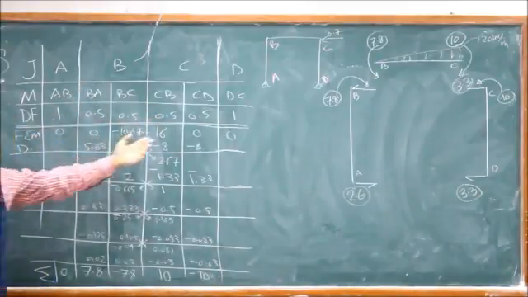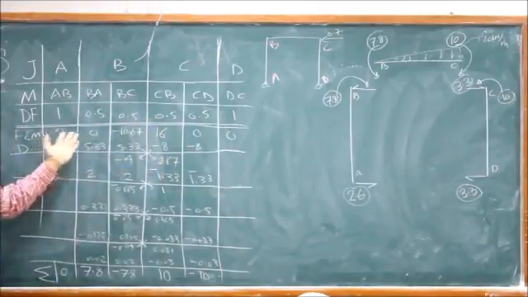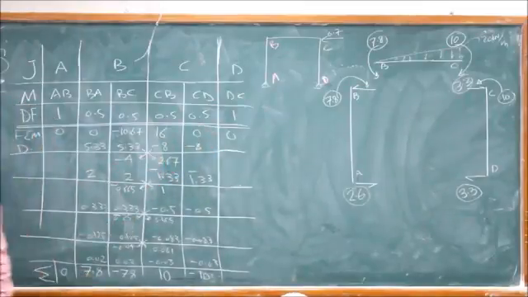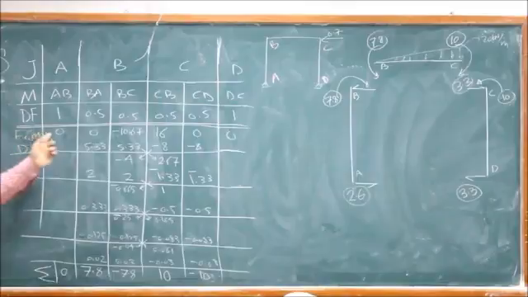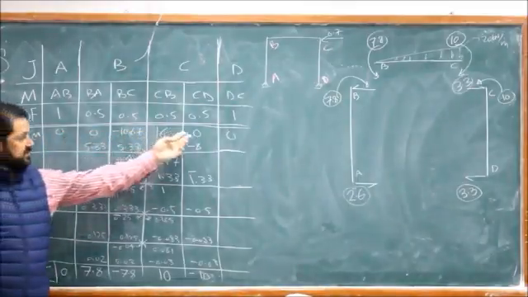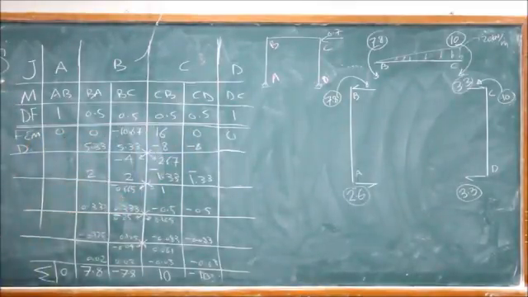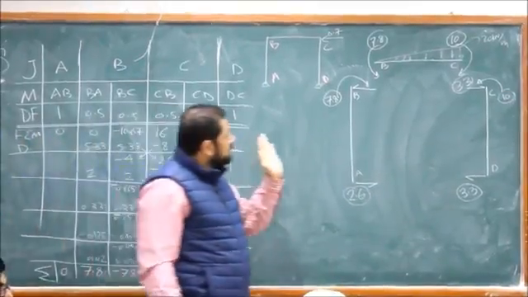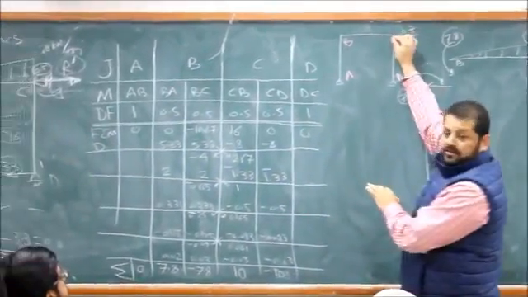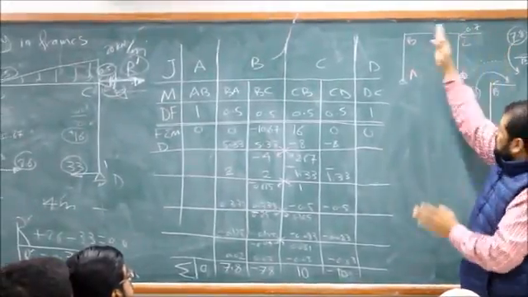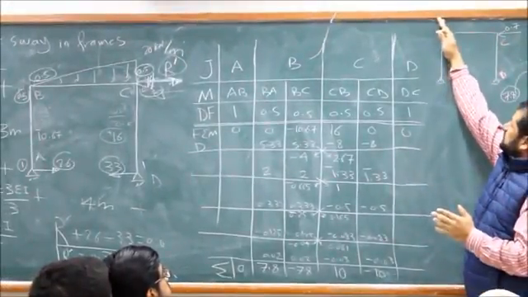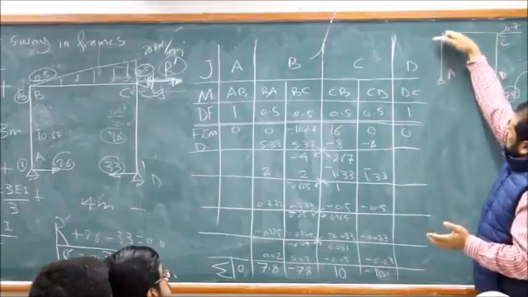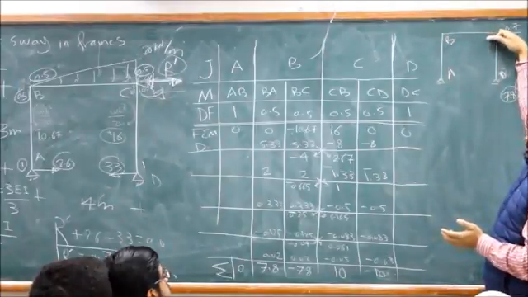Now, what's the fixed moment? What is the fixed moment? 0. He says the fixed moment is 0, 0, 0, 0, 0. So there's nothing? There is a load here. The fixed moment is 0. He's right. There's a fixed moment here, nothing. Is there a fixed moment here or here?